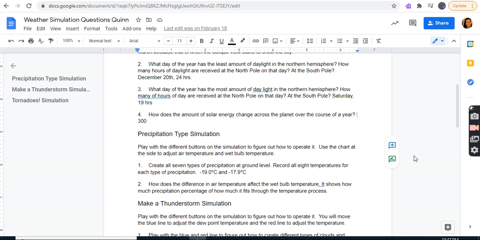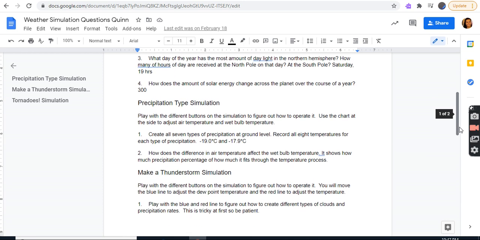Play with the different buttons on the simulation to figure out how to operate it. Use the chart at the side to adjust the air temperature and the wet bulb temperature. Create all 7 types of precipitation at ground level. Record all 8 temperatures for each type of precipitation. Negative 19.0 degrees C and negative 17.9 degrees C.